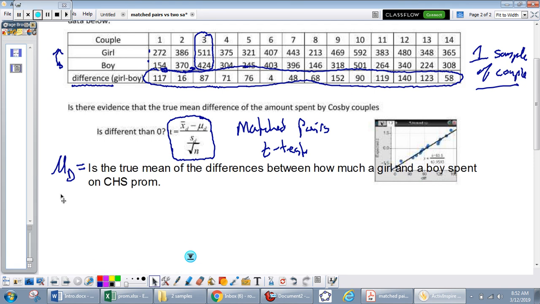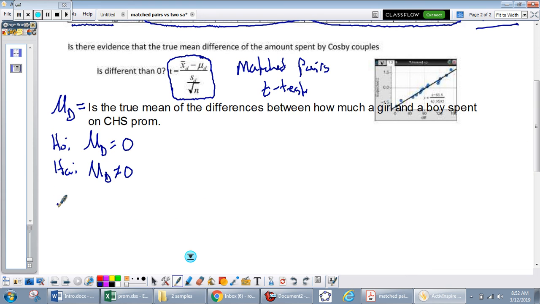Okay, so let's start off with our H0. So H0 in this one will always basically assume that the differences are equal to 0, that males and females spent the same amount. My HA is the mean difference spent by Cosby is different to 0, so mu d is not equal to 0. Okay, so that's what we're going to start off. Conditions are all the exact same, just like we did before. Okay, so the conditions are the exact same as a one sample. They're no different. Okay, so we have a random sample of 14 pairs.